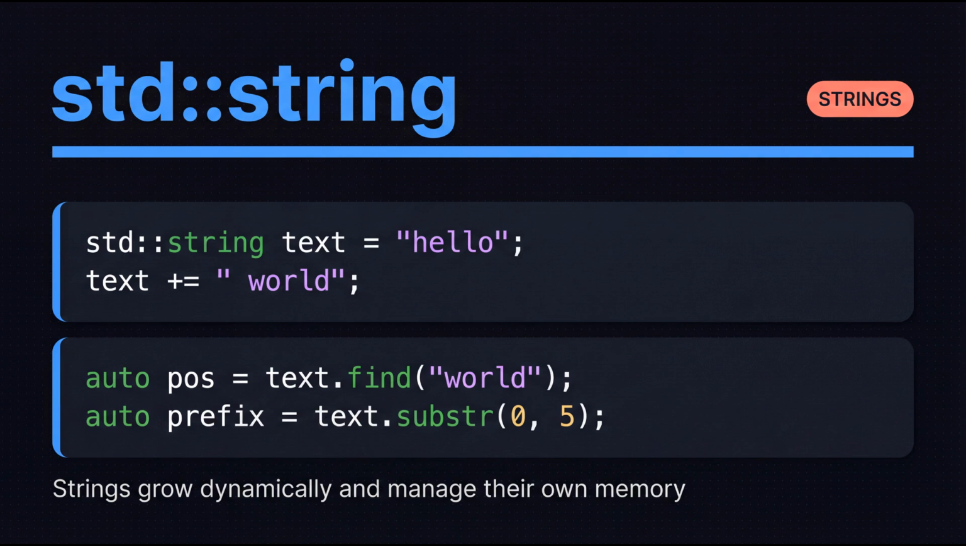Two operations you'll use constantly, find and substr. text.find("world") returns the position where the word starts. text.substr(0, 5) extracts the first 5 characters, giving you "hello". Find and substr cover a huge amount of practical text work before you need more advanced parsing. And because strings manage their own memory, you don't need to worry about allocation or cleanup.